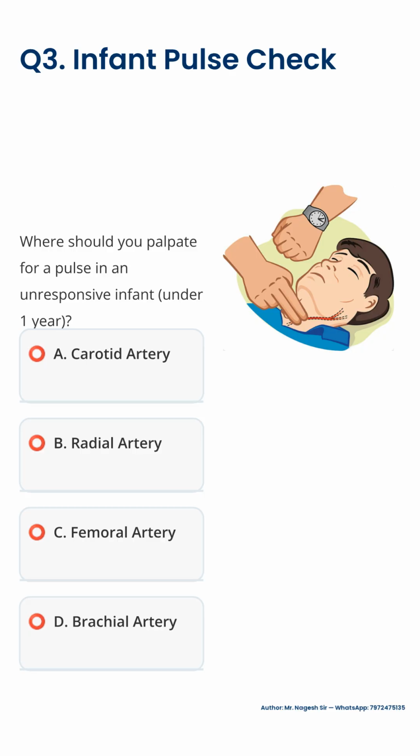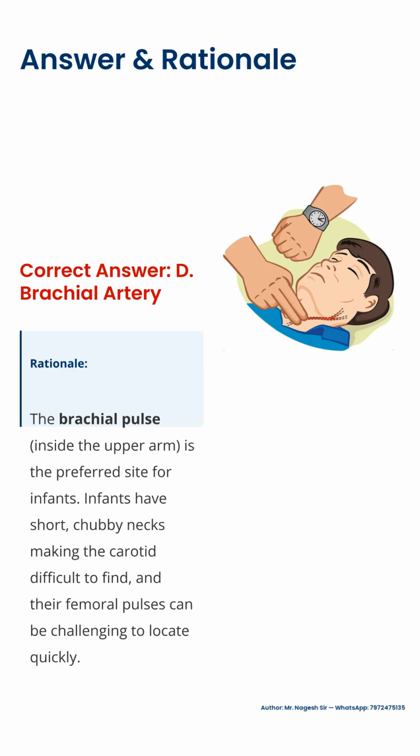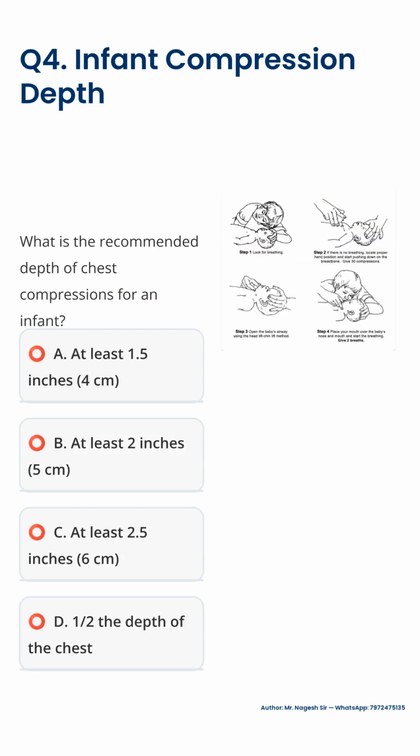Question 3. Infant pulse check. Where should you palpate for a pulse in an unresponsive infant under 1 year? The correct answer is D, brachial artery. The brachial pulse inside the upper arm is the preferred site for infants because their short, chubby necks make the carotid difficult to find.